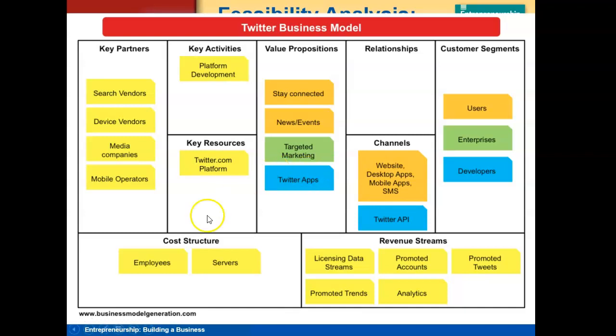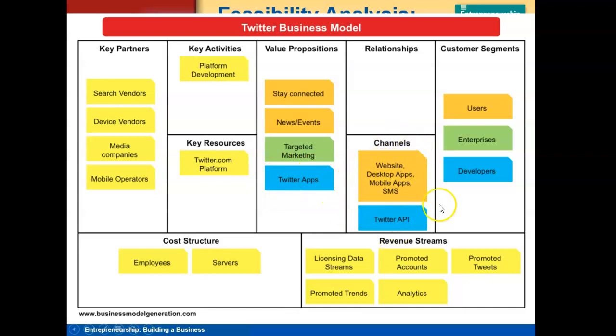So on the left, who are our key partners? And for Twitter, it's their search vendors and device vendors and media companies and mobile operators. Their resources, it's this twitter.com platform. Their activities that they're doing, they're constantly developing that platform. And what is their value prop? What do they offer? They're staying connected, news and events, targeted marketing, and then Twitter apps and their channels, right?